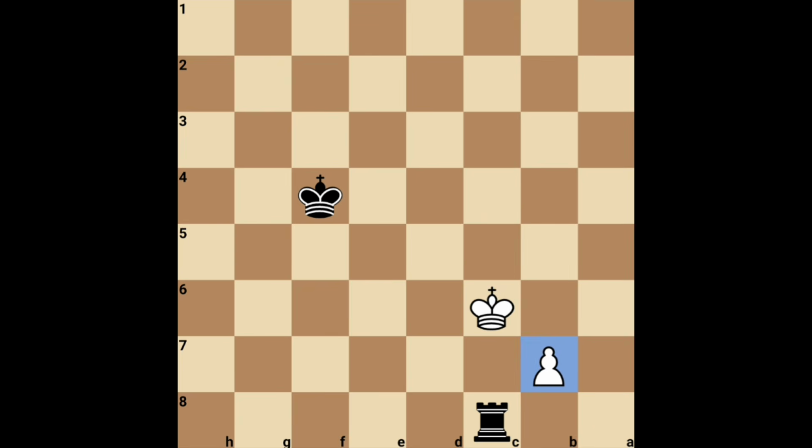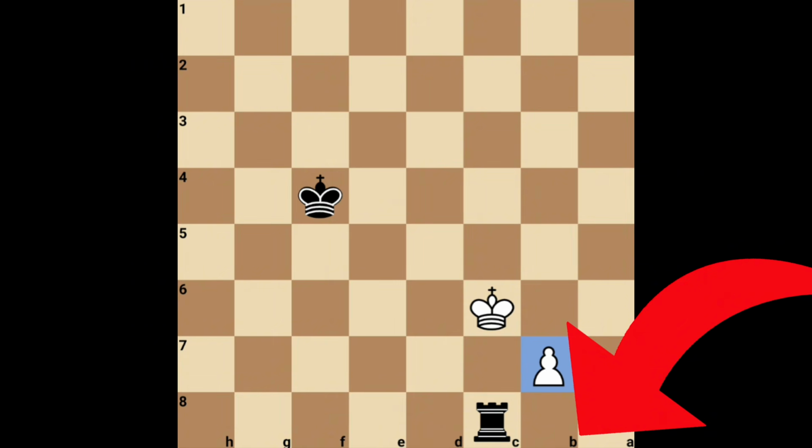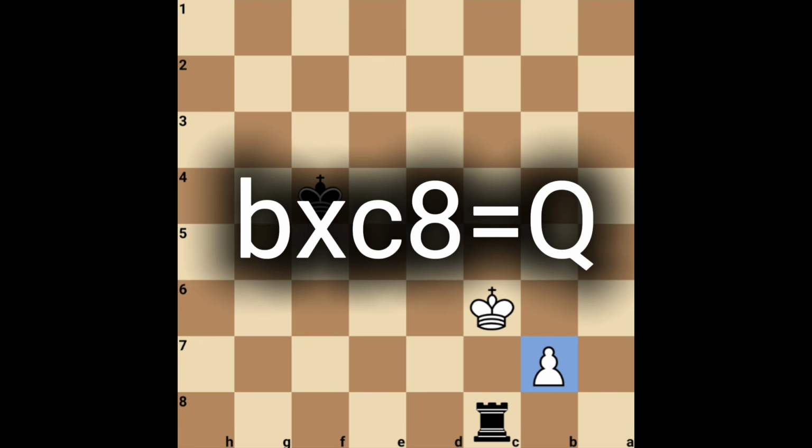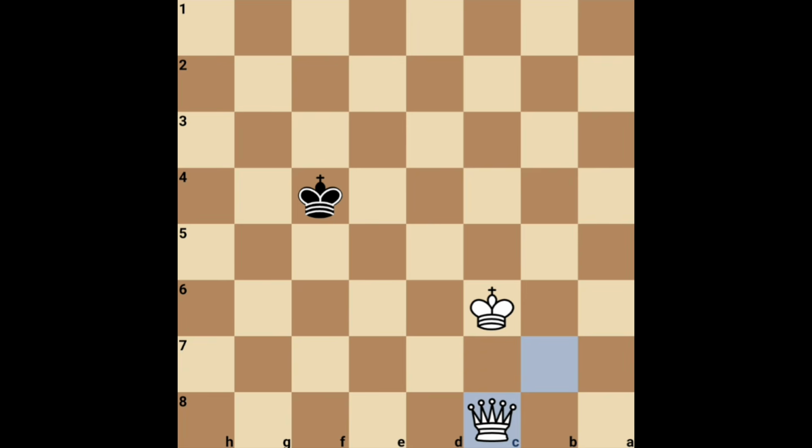The originating file of this pawn is B. Therefore, we write B and add the remaining notation that we normally use. It would be BXC8 equals Q, pronounced as B takes C8 queen. And you know the rest.